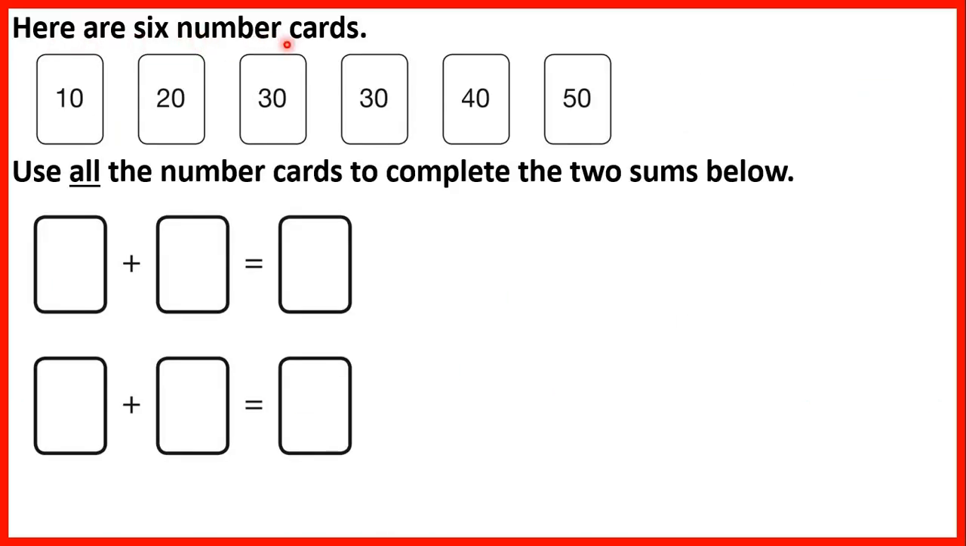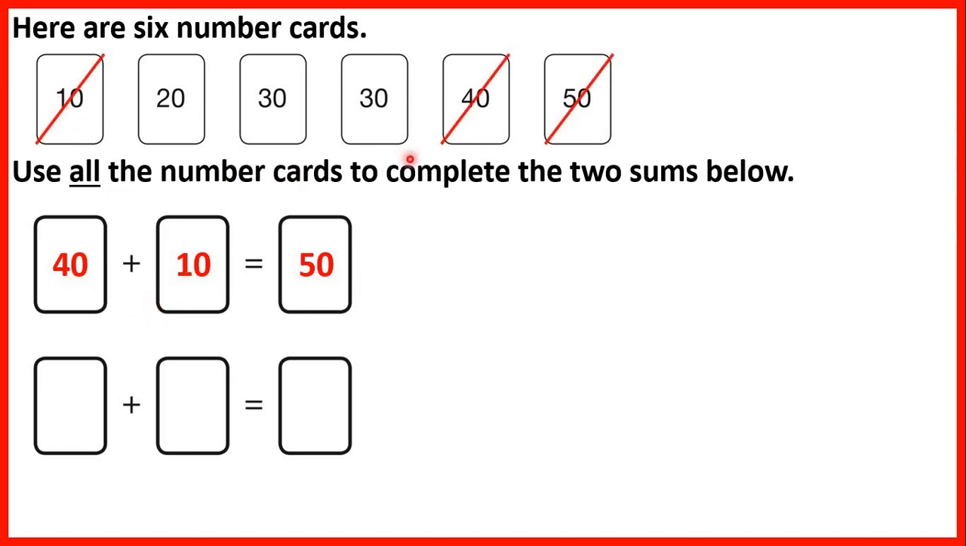Here are 6 number cards. Use all the number cards to complete the 2 sums below. So because we have addition calculations, let's use the largest number card, so 50, as the answer to our first calculation. So we can think what plus what is 50. Well, 40 plus 10 is 50, so let's try 40 and 10.